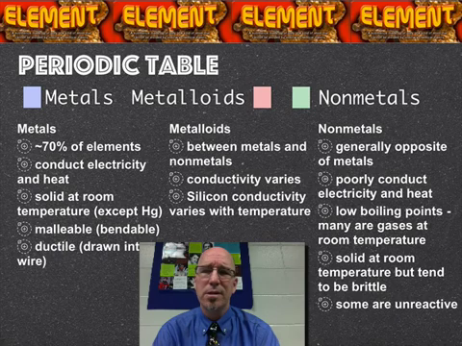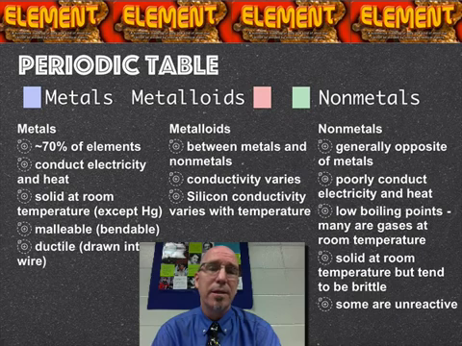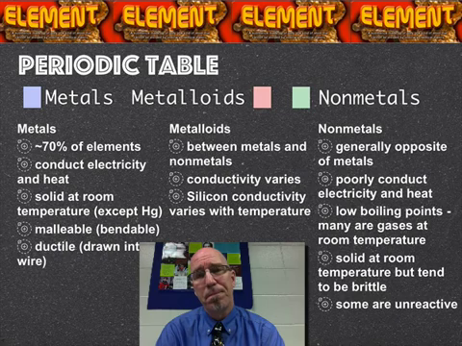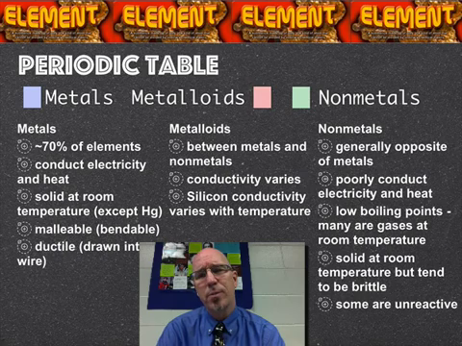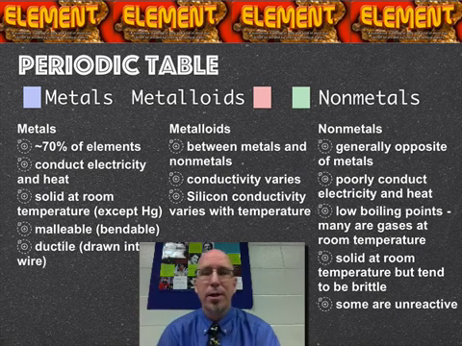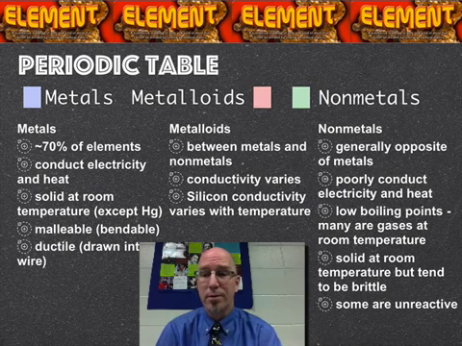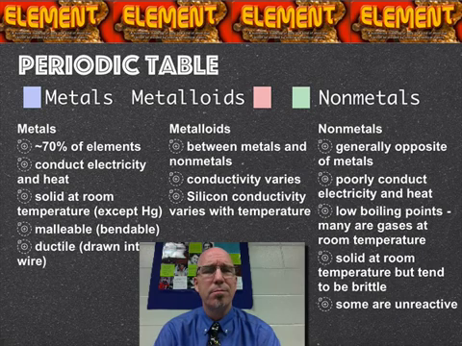They don't conduct heat. So on the right-hand side of the periodic table, oxygen and fluorine and chlorine and helium and neon, those guys don't conduct electricity. They have low boiling points. As a matter of fact, at room temperature, a lot of those things are gases, right? Oxygen, it's a non-metal. Nitrogen, 80% of the atmosphere is made of nitrogen. Carbon dioxide, carbon is a non-metal, and that's what we're made of. Some are solid at room temperature, but they tend to be brittle, and some are unreactive.